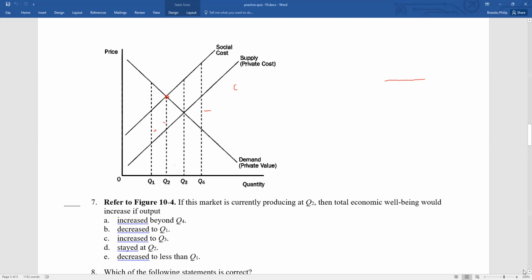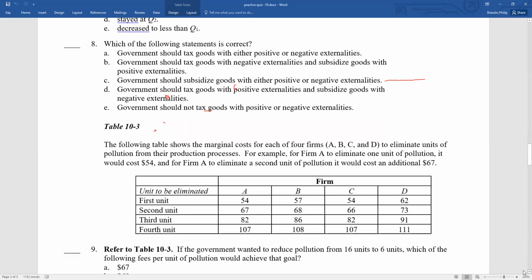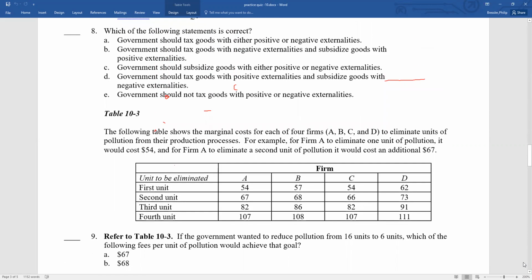We'll try to scroll down. Question 8. And then we got the crazy question coming up. Which of the following statements is correct? B as in broccoli. Government should tax goods with negative externalities and subsidize goods with positive externalities. All right. Now, they could ask like, why? Like, you want to tax negative externalities because the market overproduces. You want to subsidize positive externalities because the market underproduces. All right. All right, table 10.3.